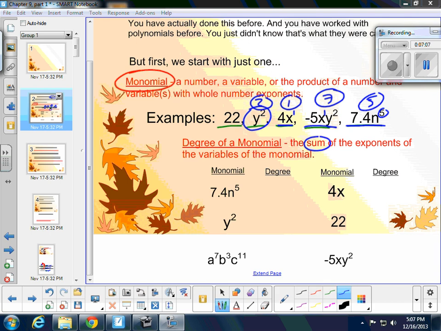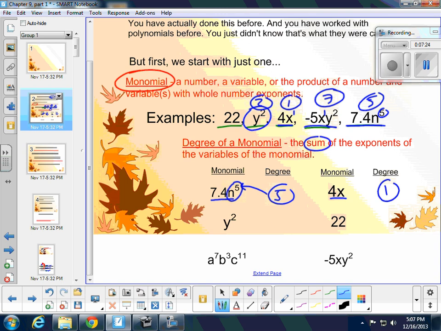Yes, so you can see I have some of these same examples below, which is fine. This first one here, 7.4 n to the 5th, like we talked about, has a degree of 5, because we're looking at the exponent here on the variable part. Again, this one, 4x, will just have a degree of 1. And y squared will have a degree of 2, again because of the exponent here.